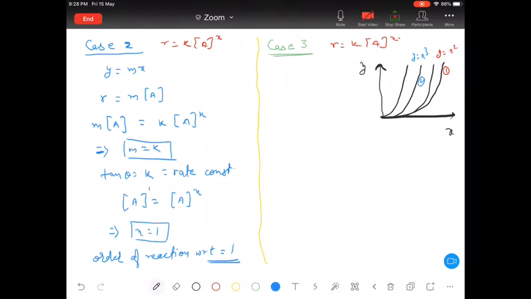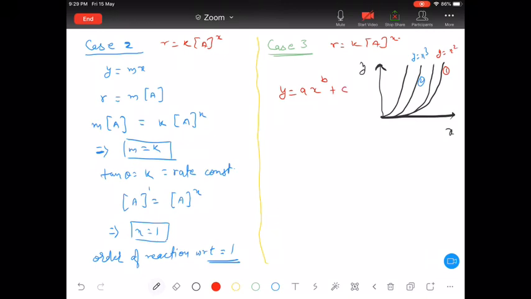Any confusion or any doubt? Any curve you take, any curve you choose. Let's say if I generalize this expression, I write here y is equal to a x to the power b. That will be the general equation of these curves if they are passing through origin. If they are not passing through origin, let's say here I write c.